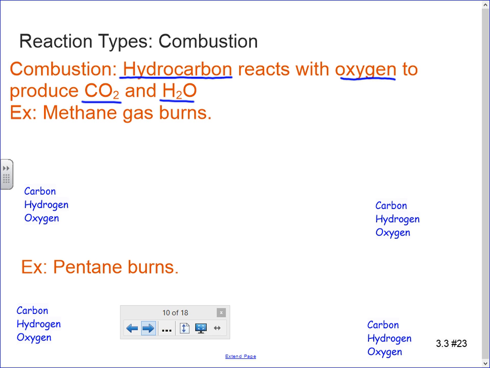Just so that you're clear, a hydrocarbon is something that has some amount of carbon and some amount of hydrogen. I put X and Y there because the numbers can be different. But a hydrocarbon is something made out of carbon and hydrogen.